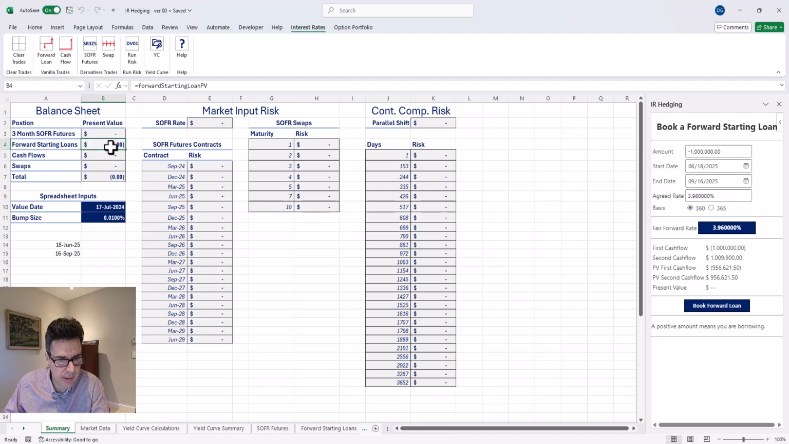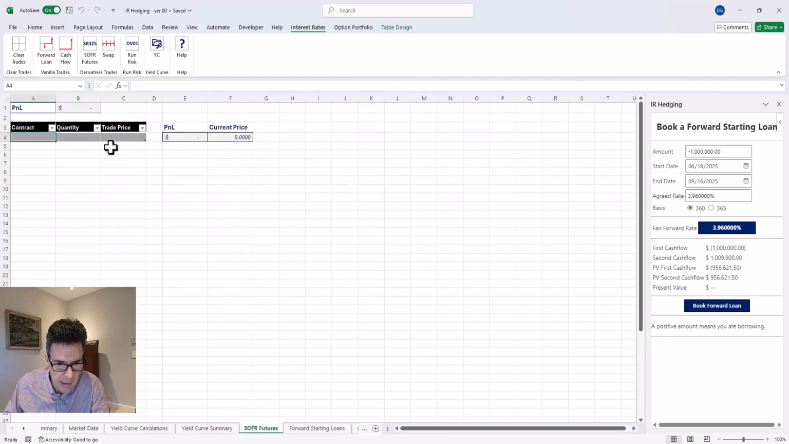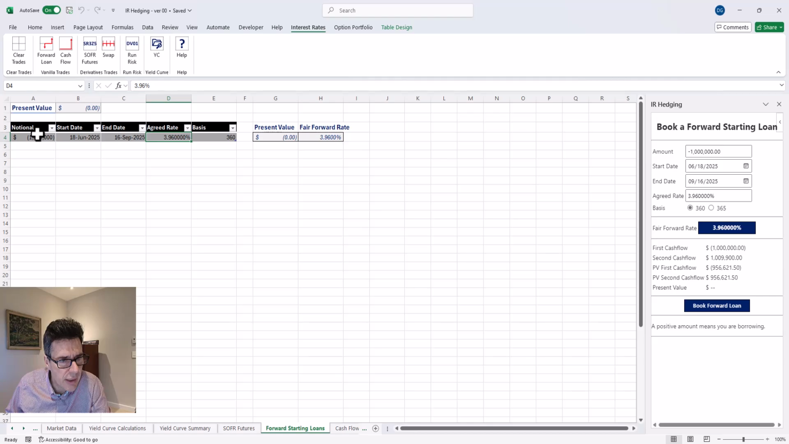Forward starting loans has a 0 in it. And if I look for a second at the worksheet for forward starting loans, we can see the forward starting loan is booked into the spreadsheet.